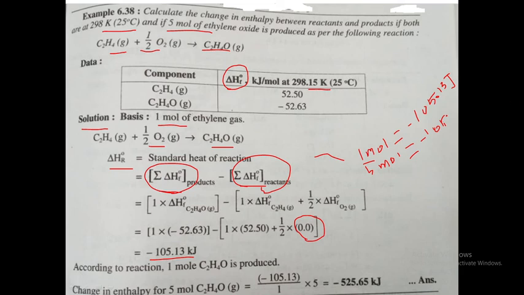Okay. So this is very important. 1 mole is equal to 105.13, so 5 moles means 5 into this value. Are you clear or not? Okay, this is very simple. Divided by 1. Okay, so finally we get our desired value, minus 525.65 kilojoule. This is also a negative value.